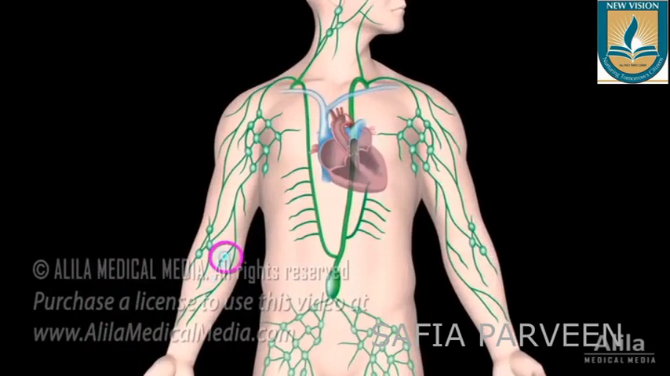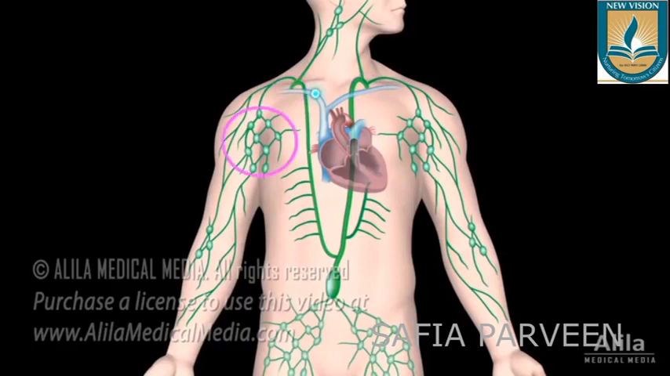Lymphatic capillaries join together to form a little larger vessels called lymphatic vessels. These are all lymphatic vessels that are present in the body, which join together to form a lymphatic duct, which fuses with the blood vessels, veins.